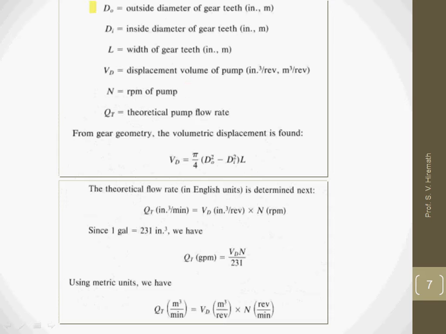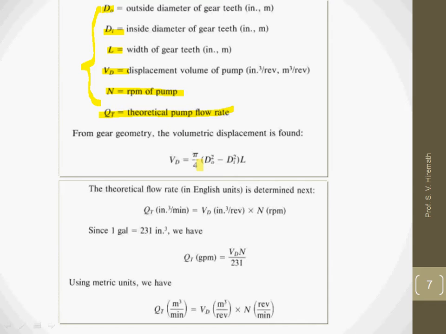So as we have seen the diameters, the outside diameter, inside diameter, the width, and this is the volumetric displacement. It is nothing but the amount of volume which we are displacing with the help of the pump per revolution. Per revolution of the shaft, how much fluid is displaced from the pump will be given by the volumetric displacement Vd, which will be mentioned in terms of inch cube per revolution or meter cube per revolution, and n is the speed of the pump, it is the RPM, and Qt is the theoretical flow rate. So by using this data, theoretically how much flow the pump will give can be calculated here.